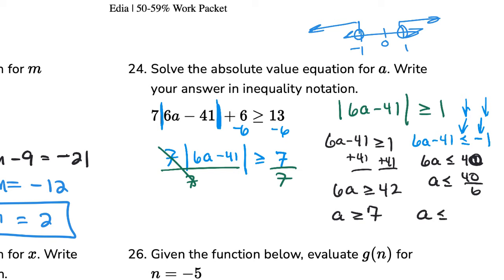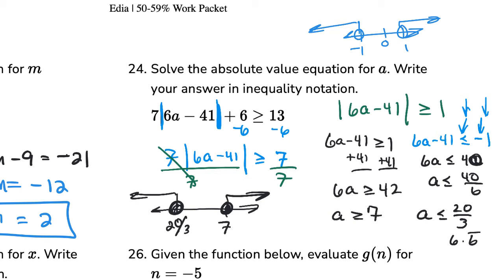Or divide by 2. So I'm greater than 7, and less than 20 over 3. Inequality notation. Let's take a look at this thing. Here's 7. Now 20 over 3 is 6 point, I might have to move my 7. 6 and 2/3, so 6.6 repeating. So I'm greater than 7 this way, but I'm less than this 6.6, the 20/3, this way.